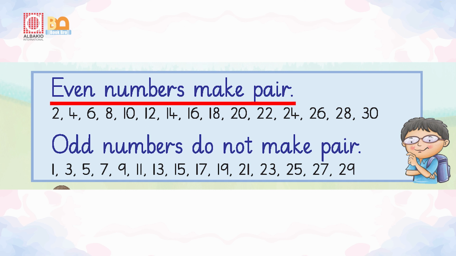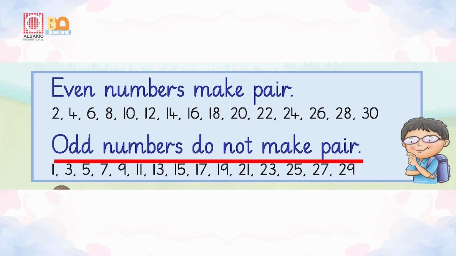For example, 2, 4, 6, 8, 10, 12, 16, 18, 20, 22, 24, 26, 28 and 30. And the numbers which do not make pair are called odd numbers. For examples, 1, 3, 5, 7, 9, 11, 13, 15, 17, 19, 21, 23, 25, 27 and 29.